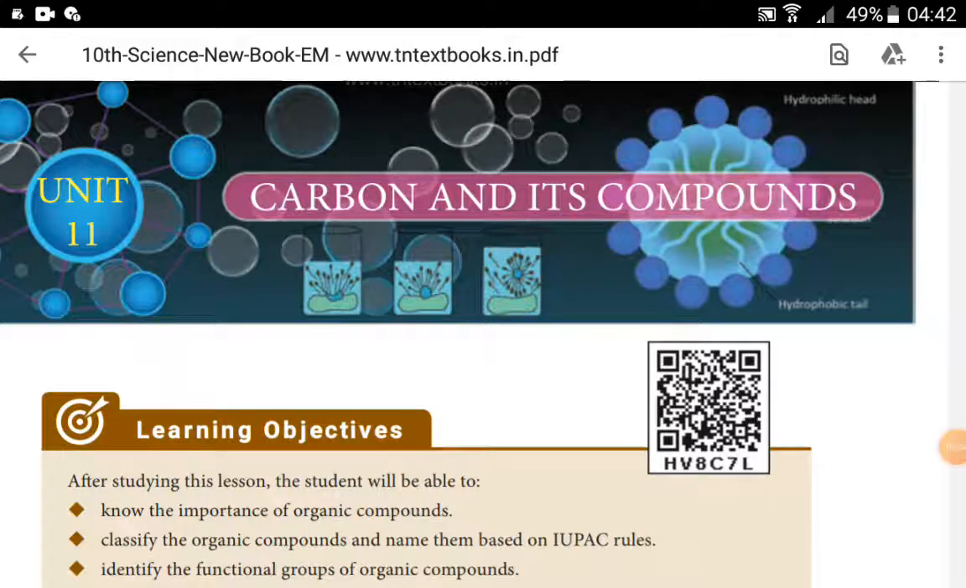So nowadays we are discussing carbon and its compounds, unit 11 in your science book, which is a chemistry portion. Already we started. Now we are going to study about homologous series. Before that, I would like to give some revision regarding the characteristics, general formula and the remaining part.